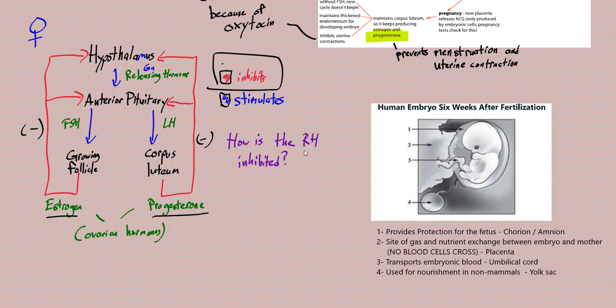So how is one of these inhibited? How is this releasing hormone inhibited? Oh, well, estrogen could do that job, or progesterone could do that job. Or how is luteinizing hormone stimulated? Oh, GnRH, gonadotropin releasing hormone, is going to do that job. These are questions you can ask yourselves in a diagram like this. Which hormone causes which other hormone to be released or not be released?